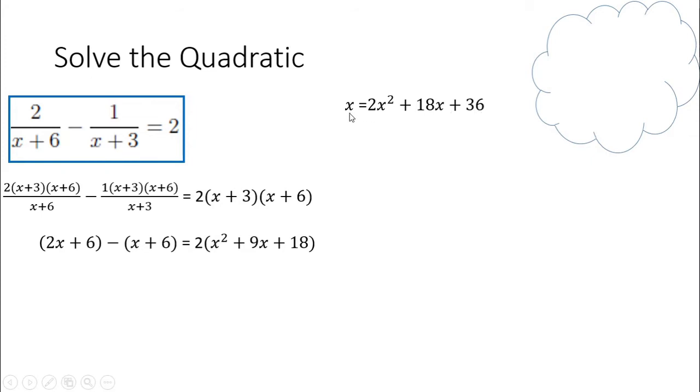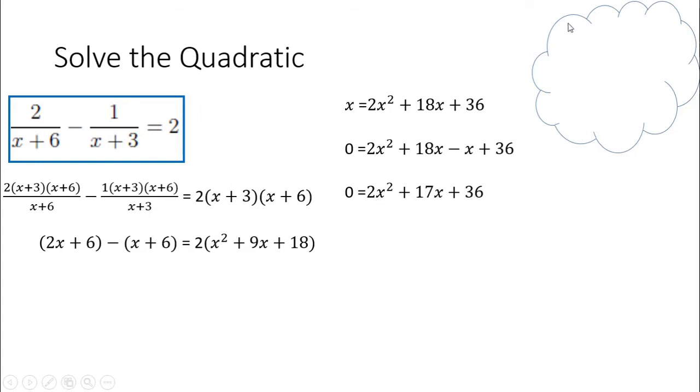Now, it's still not equal to 0, so I need to bring that x across. So I'm going to minus it on the other side. I went ahead and put it right here in the middle because I knew that my quadratic has an x squared term, an x term, and a number term. And I'll simplify the x term in the middle here. 18x minus x is going to be 17x. So that's 0 equals 2x squared plus 17x plus 36.